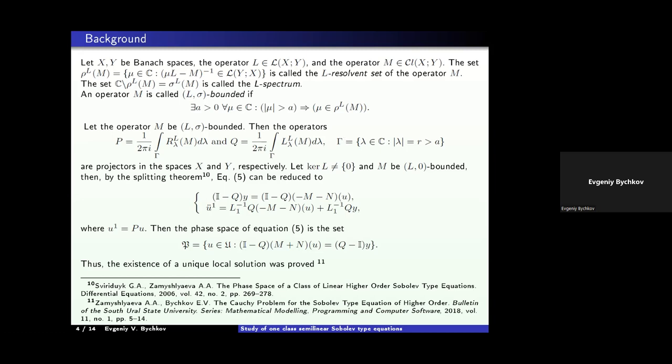Then by the splitting theorem, equation 5 can be reduced to a system of equations. Let I minus Q applied to Y be independent of t, then the local phase space of equation 5 is a first set. Thus, the existence of unique local solutions was proved.